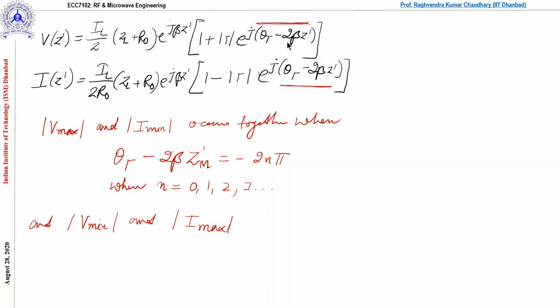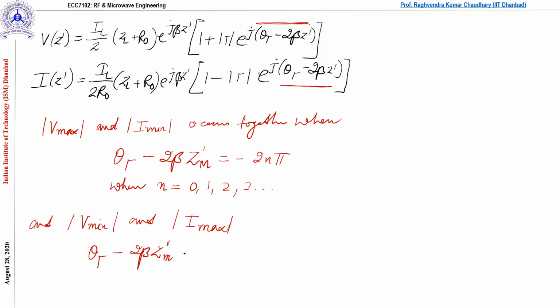Here the current will be maximum. Now what will the condition be? Can we think of it? Yes, 2 beta Zm, we are putting small m. Correct? Capital M corresponds to the maximum voltage, and small m corresponds to the minimum voltage. So we'll use this terminology throughout this chapter.